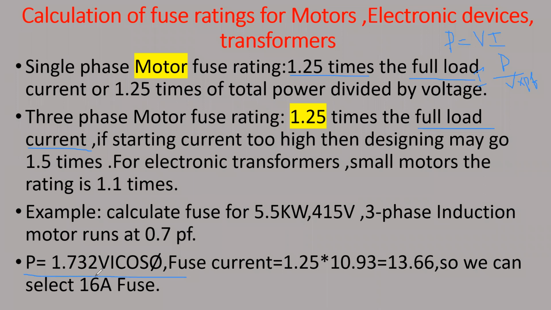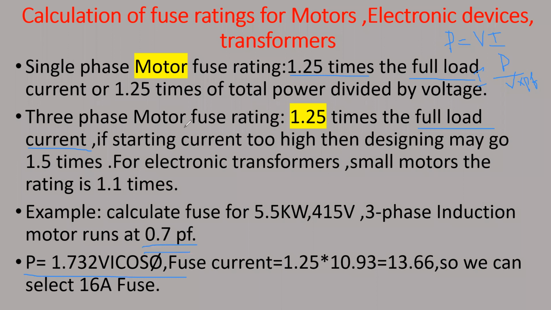Any inductive motor or any transformer will have a power factor, which will be lagging. For example, I have shown one problem where it is given as 0.7 power factor. So when you calculate the fuse rating for a three-phase motor, it is 1.25 times the full load current. Find the I value from this formula, and that I value times 1.25 will give you the fuse rating to be designed.